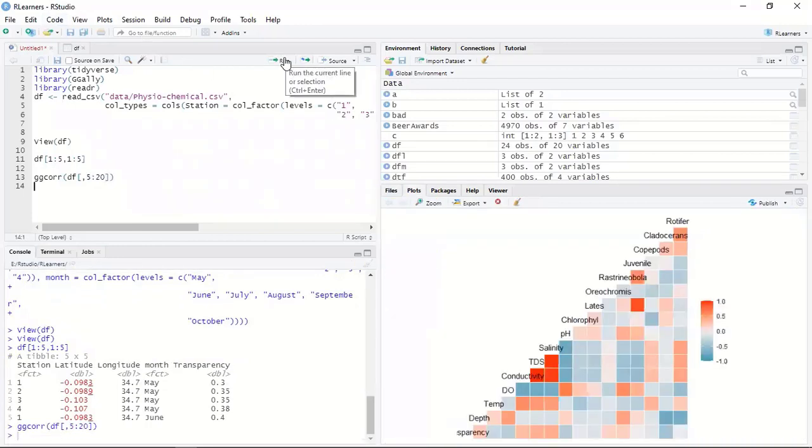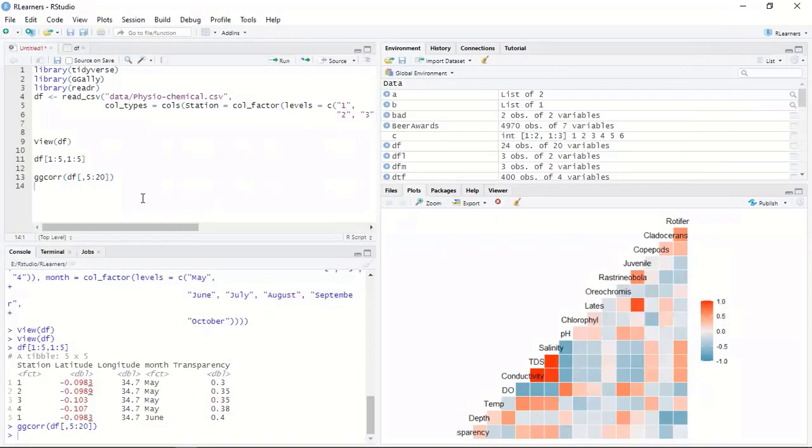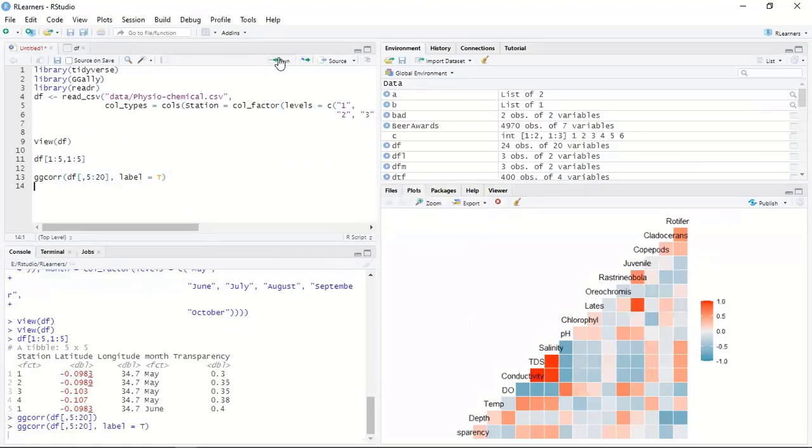That's what happens. So this is a correlation matrix that this function gives. It only deals with the numerical variables. So the only thing that we are lacking here is the value of the correlation. To add the values, you just put a comma here, after that you put a comma, and then you say label. You have label equals TRUE, capital T. Let's see how that happens.